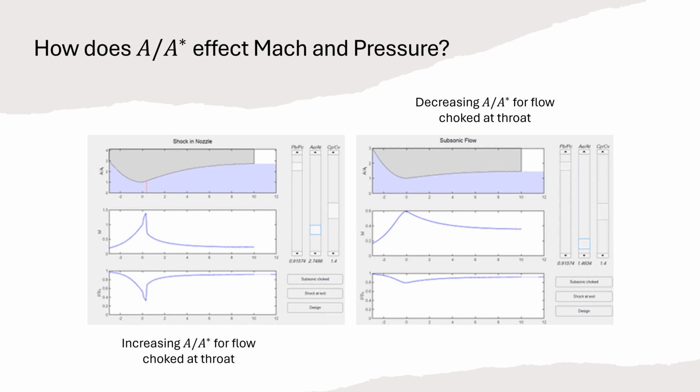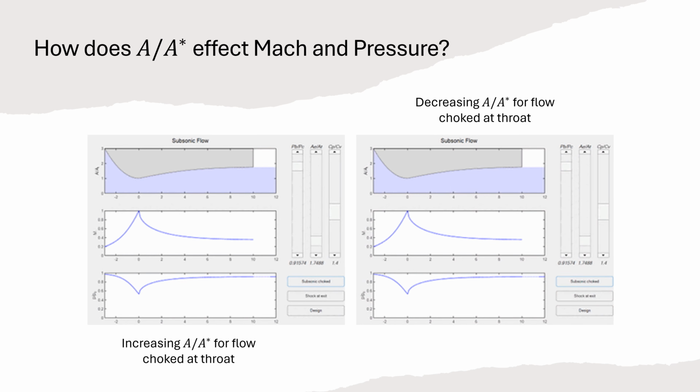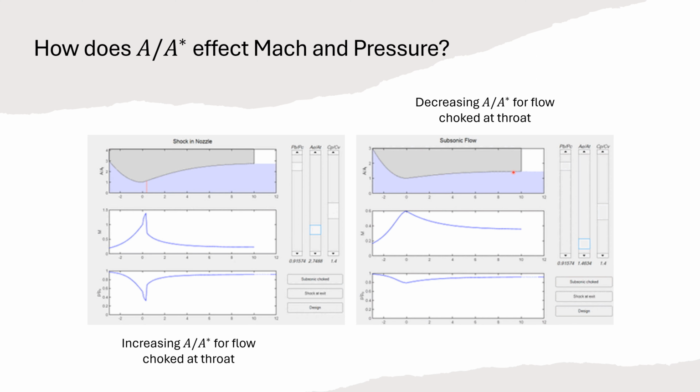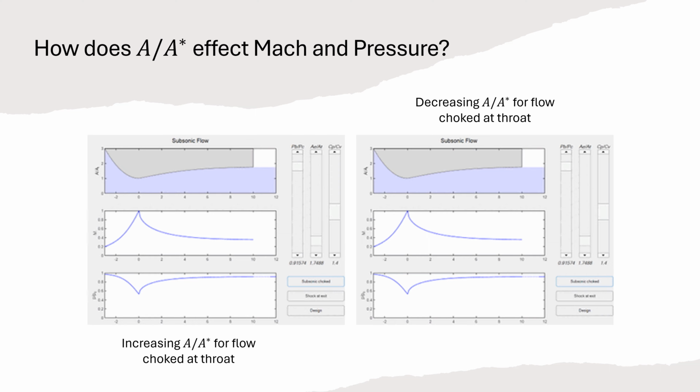We're going to briefly explore what effect the area ratio has on Mach and pressure. So the first case is when the flow is choked at the throat. So decreasing, or actually increasing, you can see that a shock forms just after the throat of the nozzle. And if we decrease it, not much happens with the exception of the flow not being choked anymore at the throat. So you can see it goes down to 1, 0.6, down to 0.5.